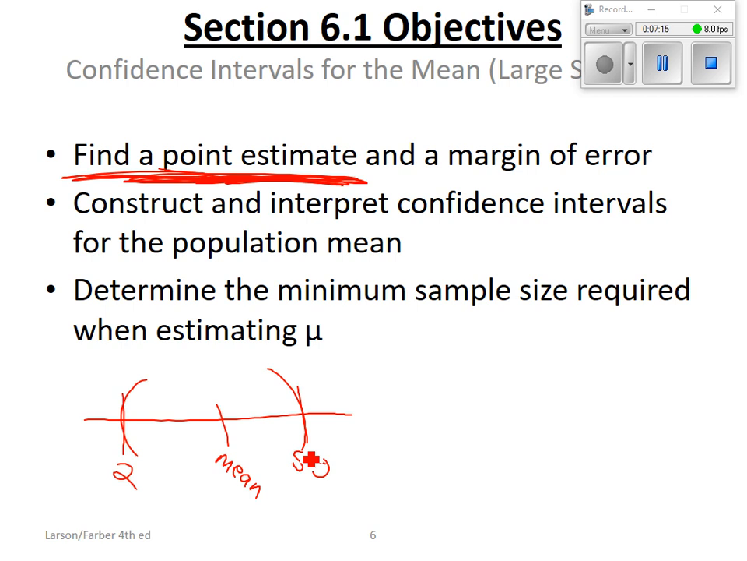Determine the minimum sample size. We want the very smallest that we could actually do and get numbers that still make sense. So you can't just pick a sample of 5 people and say, oh, look, all 5 said that they like this product, and then say the product's the greatest thing ever. You have to have a minimum sample size so that you can make an actual good representation of what's going on.